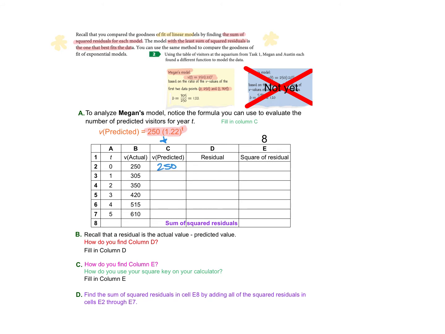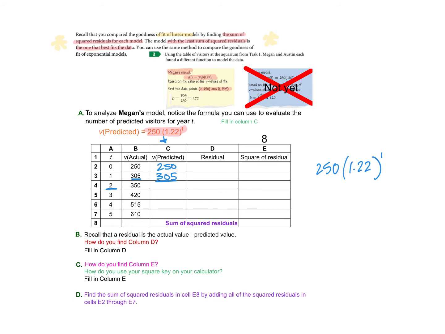Okay, so for the first year, the actual amount on the scatter plot is 305. We're going to kind of compare that to the predicted. So to find the predicted, here's what you'll do. You'll do 250 times 1.22 to the first year. Okay, so grab your calculator and type that in. All right, well, we get 305, which kind of makes sense because that's what she used, those first 2 points.